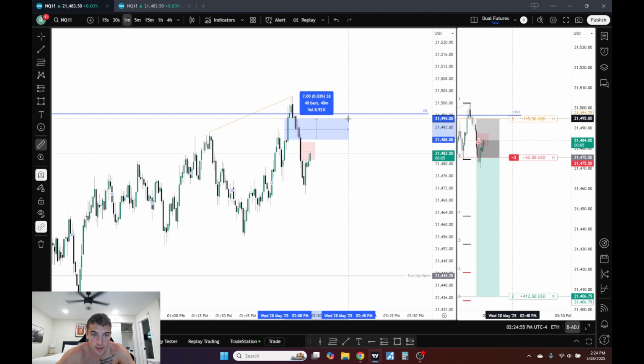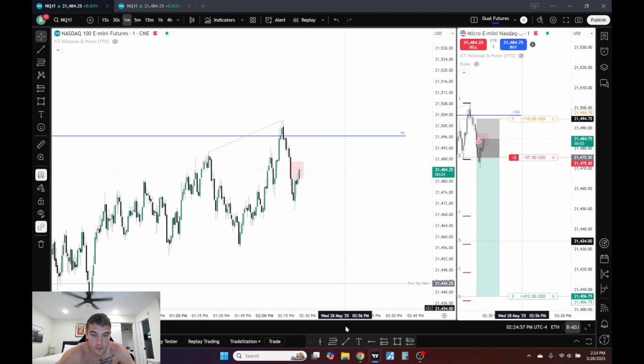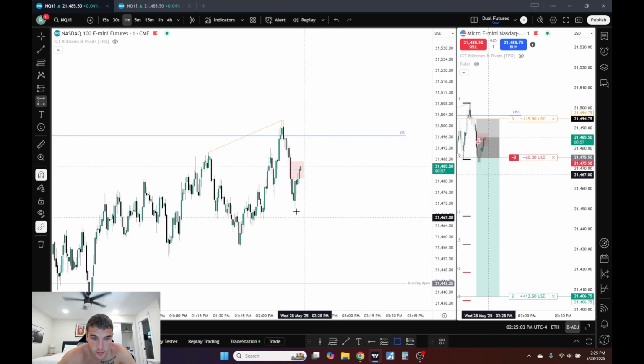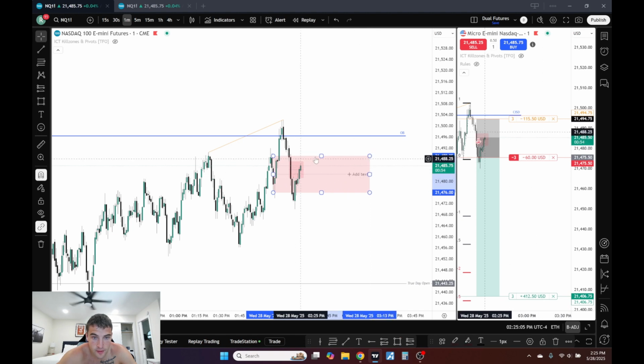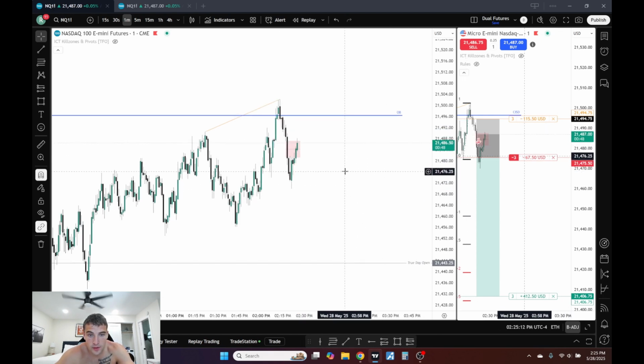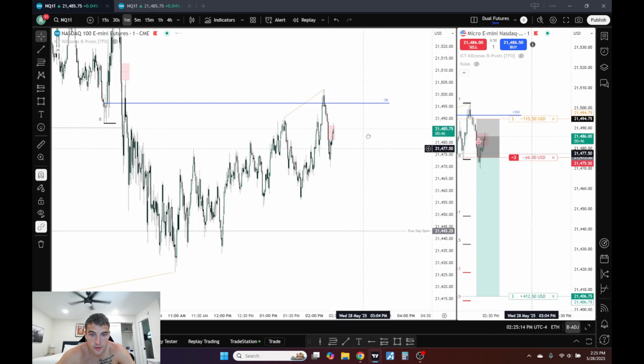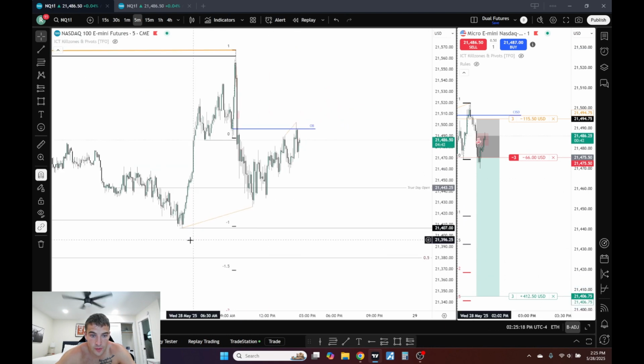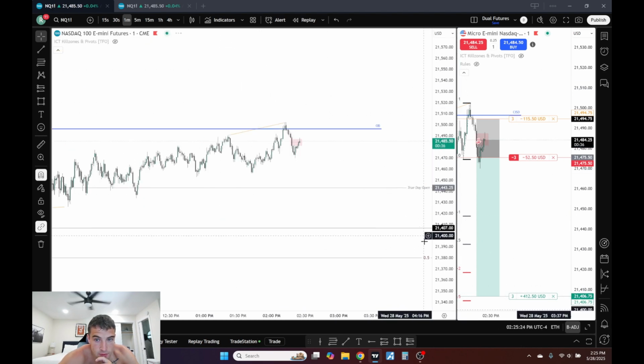We ran through this imbalance, shifted market structure here. And then this is just the unicorn model. We got a breaker here, bearish imbalance, inversion. So I'm taking shorts there, targeting down to this low where the SMT is at. It also lines up with the standard deviation projection of this move.